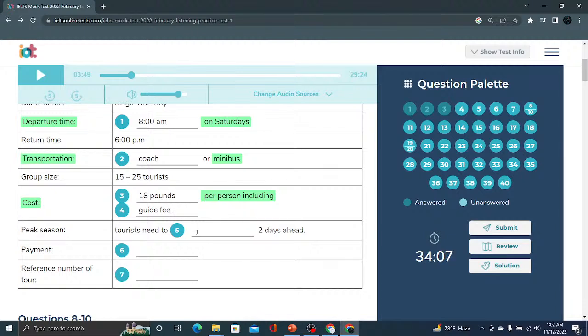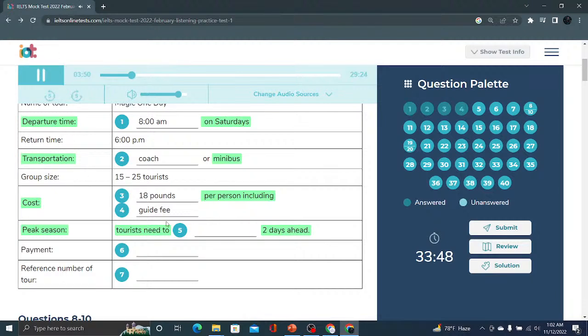for question number 5. Peak season, let's say it. Tourists need to blah blah, blah blah 2 days ahead.